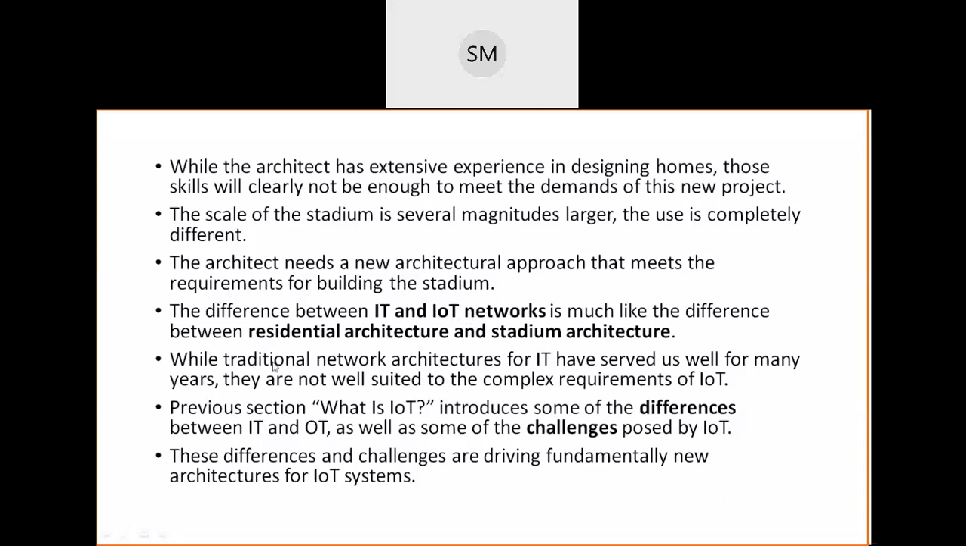While traditional network architectures for IT have served us well for many years, they are not well suited to the complex requirements of IoT. Even though IT network architectures have been serving us very nicely for the last 20 years, they are still not enough to satisfy the requirements of IoT, because IoT contains a huge number of devices.